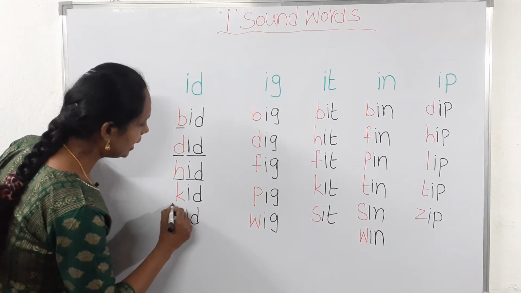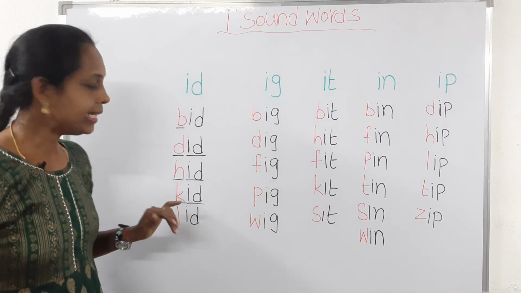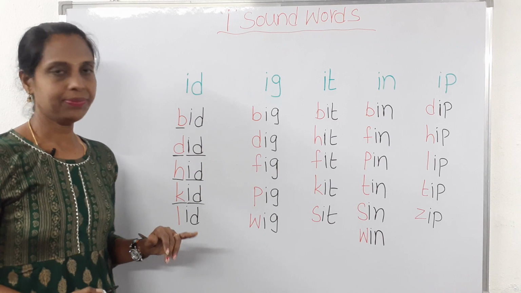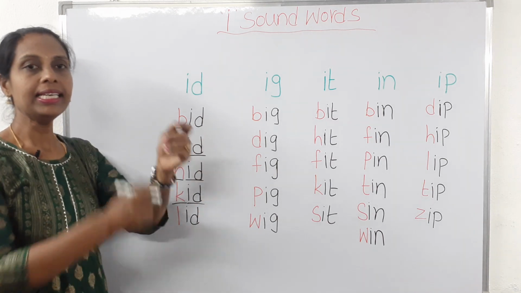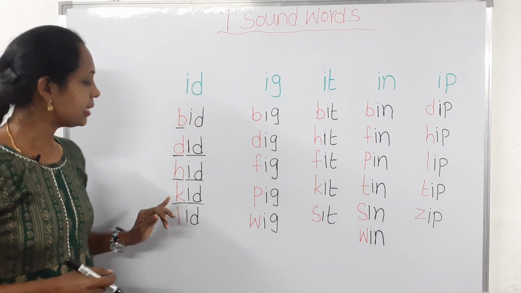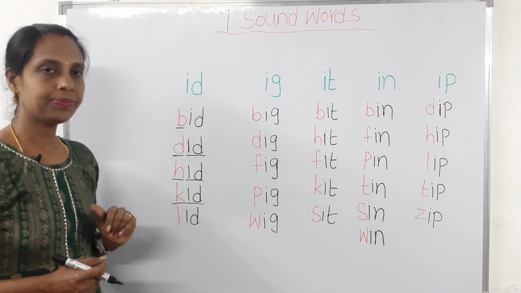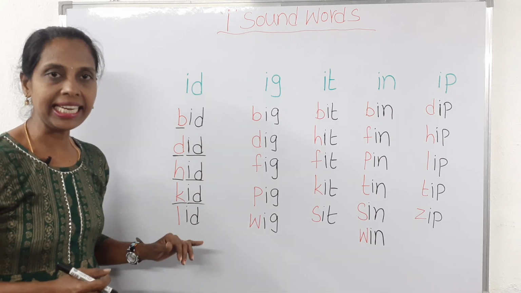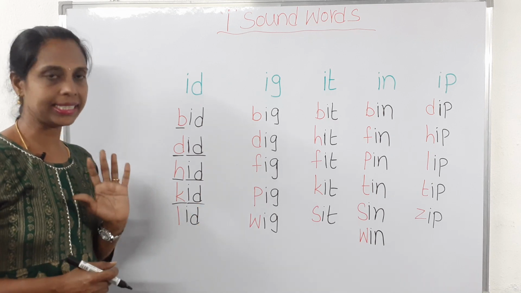Next, we can add K to id. K, I, D, kid. What is the sound of K? K. K, E, D, kid. K-I-D, kid.